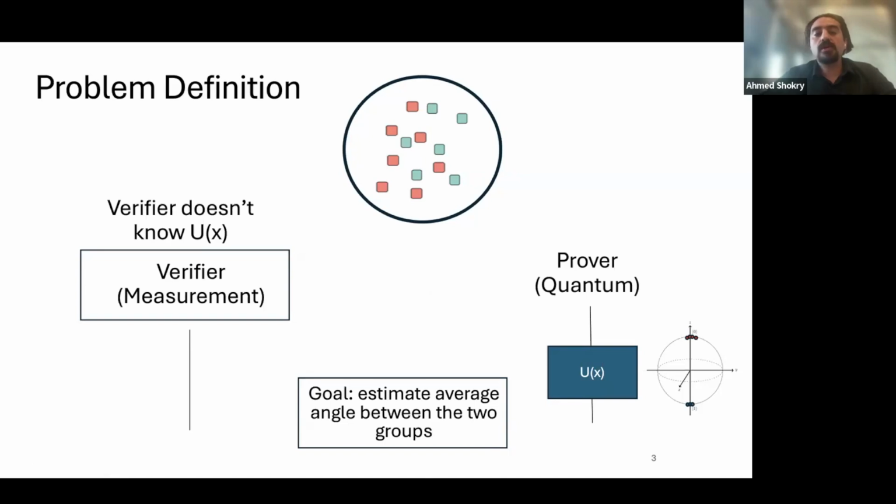And our goal here is that we need the verifier to be able to verify the angle separation between the two groups without having access to any details about the unitary or the axis that is used for embedding or anything like that from the prover side.